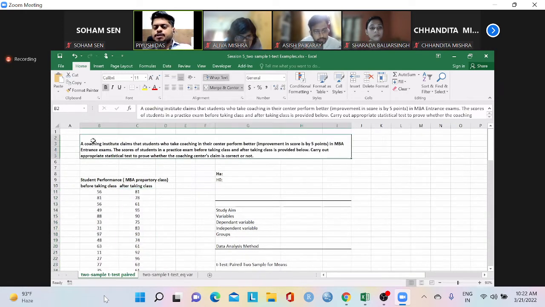The coaching institute is claiming that if some student comes for their classes, on an average, they will increase the percentile by 5 percentage points. This coaching institute claims that students who take coaching in their center perform better. Improvement in score is by 5 points in MBA entrance exams. See, the scores of students in a practice exam before taking class and after taking class are provided below. Carry out an appropriate statistical test to prove whether the coaching center's claim is correct or not.